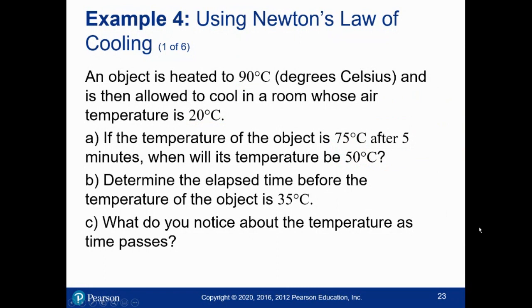Okay, use the formula from the previous page. Then determine the elapsed time required for the temperature of the object to hit 35 degrees Celsius, and then make an observation about time passing and getting longer and longer. Consider what happens when t, the time, just keeps going.